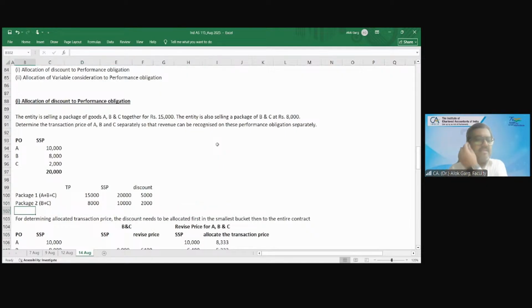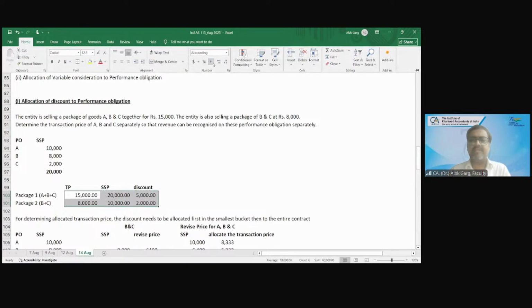In this question, there are two packages. Package 1, A plus B plus C: 15,000 is the transaction price and 20,000 is the standalone selling price. Right? So what is the discount in package number 1? 5,000. In package number 2, the transaction price is 8,000, as given in the question. The standalone selling price is 8 plus 2, 10,000. So what is the discount in this case? 2,000. Are you able to understand this so far?